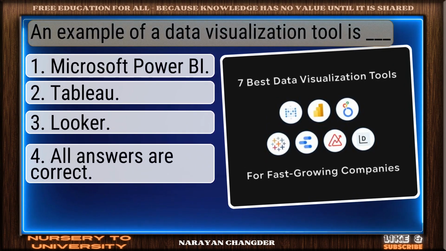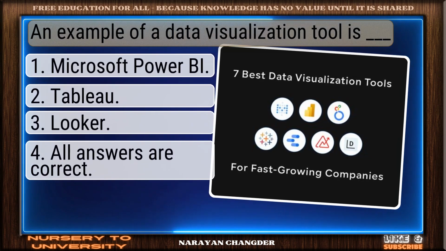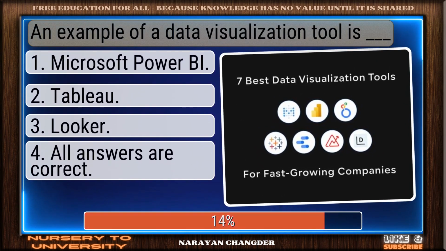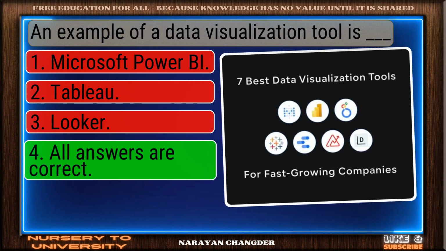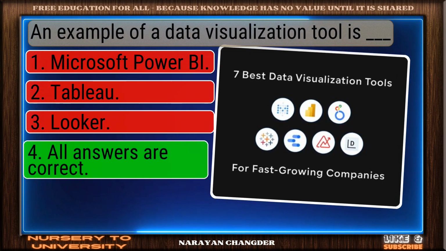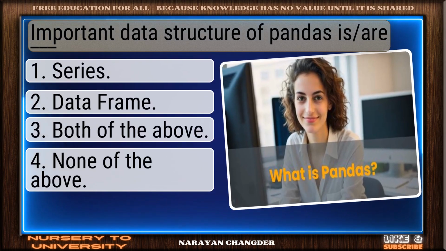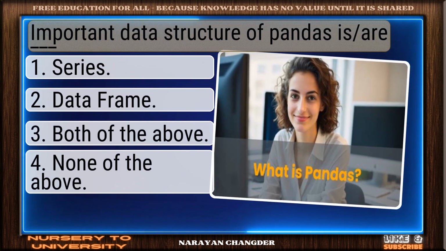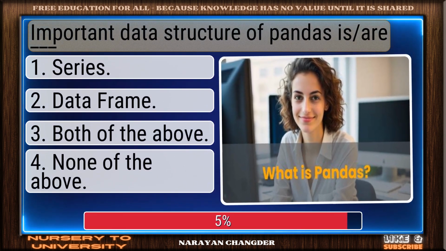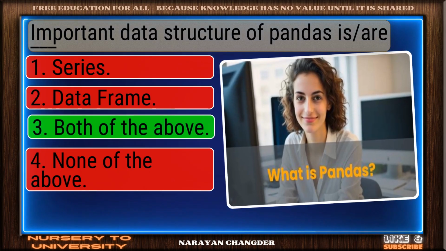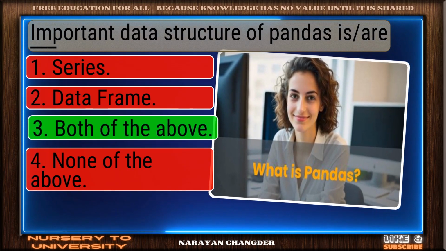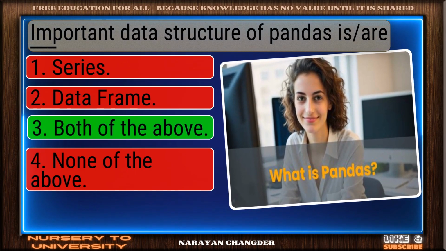Question number 25. An example of a data visualization tool is Dash. Smart move. All answers are correct is an accurate answer. Question number 26. Important data structure of pandas is our Dash. Excellent choice. Both of the above is the right answer.